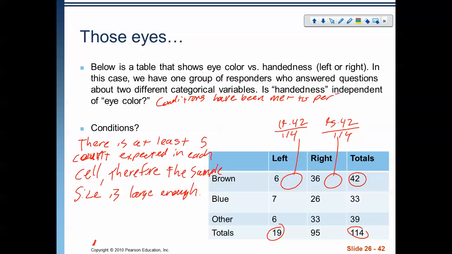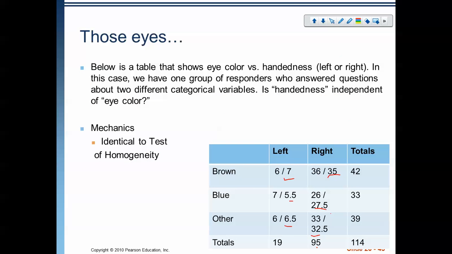To perform a chi-square test of independence. So that's the big A in our HAMMOCK acronym. Let's move on to mechanics. The mechanics are identical to the test for homogeneity.